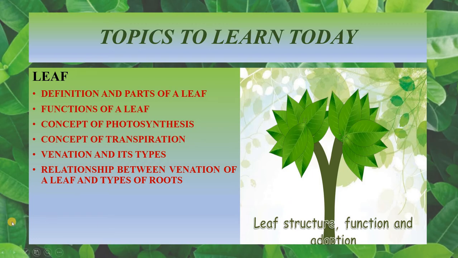So what are the topics that we are going to learn in leaf? First, the definition and the parts of a leaf. Then we will be learning about the functions of a leaf. Then a small concept on photosynthesis, because photosynthesis takes place in the leaf. Then the concept of transpiration, then venation and its types, and the relationship between venation of a leaf and types of roots. Types of roots we have already learned. So let's proceed.